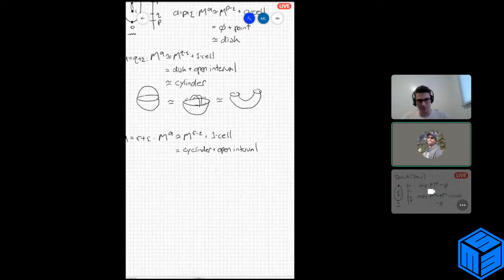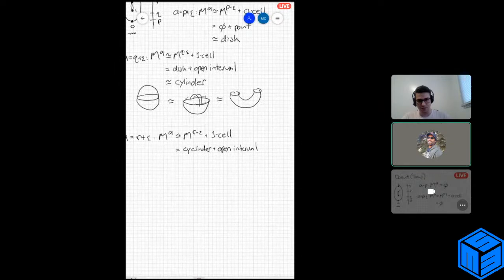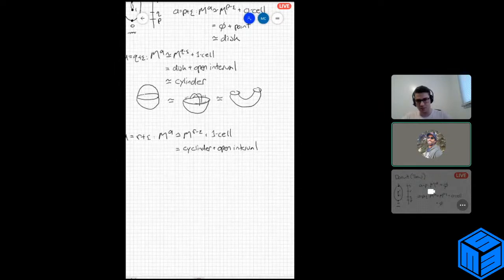I don't quite have a name for this shape. I guess it's kind of like a donut with a bite taken out of it, but I'm going to draw you a picture. So I start with my cylinder, and I'm adding to it a 1 cell, this line.